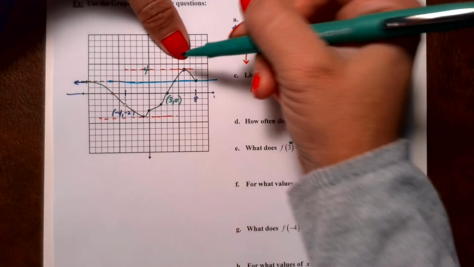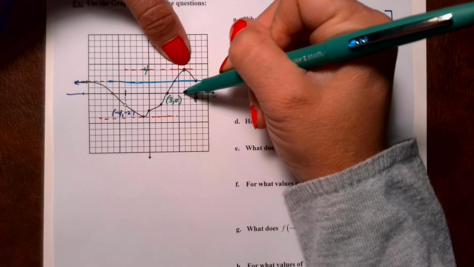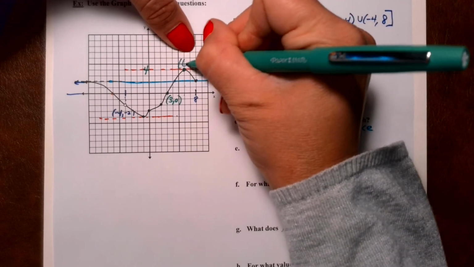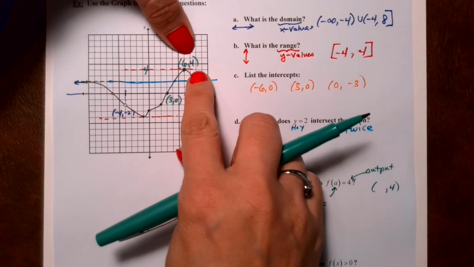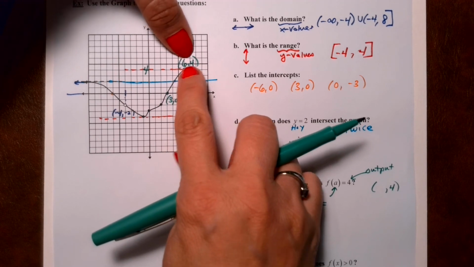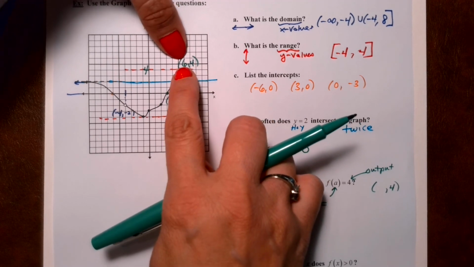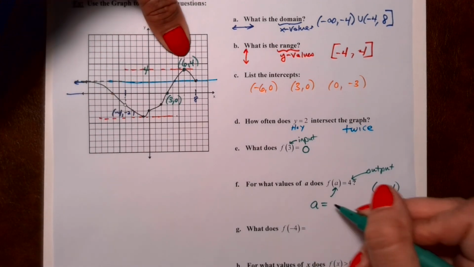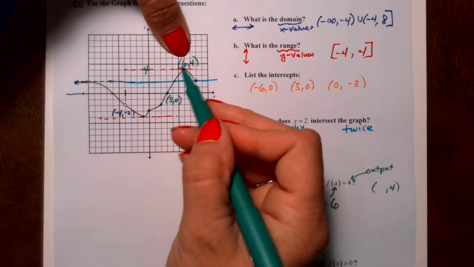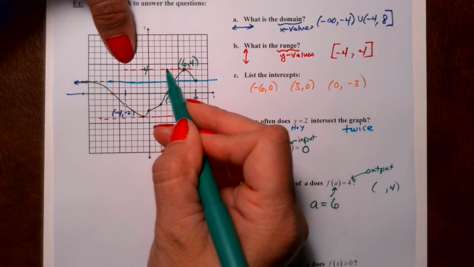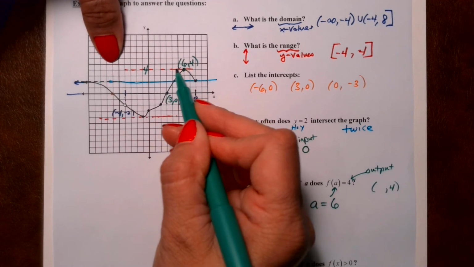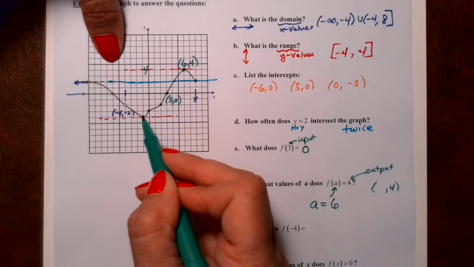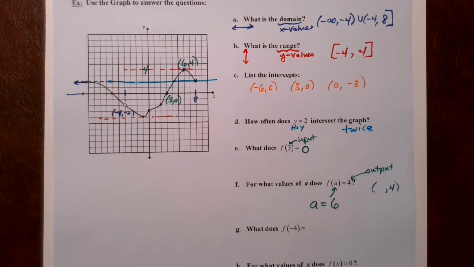Let's just check. What is this point? 5, 6, 1, 2, 3, 4. This is the point (6, 4). Oh, that's what I was looking for. I was looking for a point that had a y of 4. So that means that a must equal 6. And there's no other points that are that high, right, that have a y value of 4. Down here, this is negative 4. So it's just that one place.